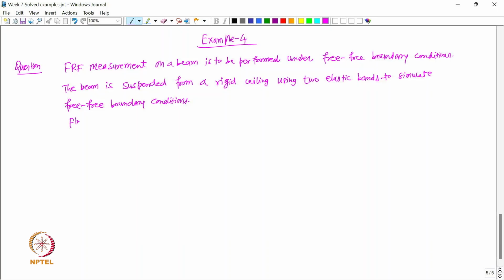Find whether the suspension is appropriate to simulate free boundary conditions for the test.